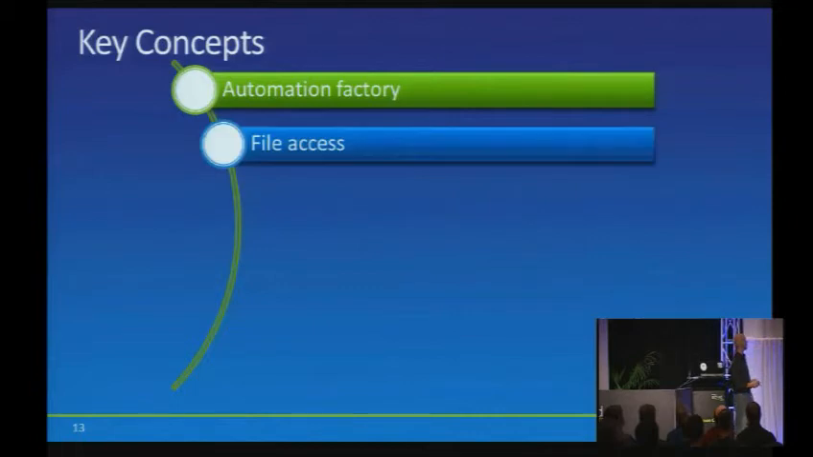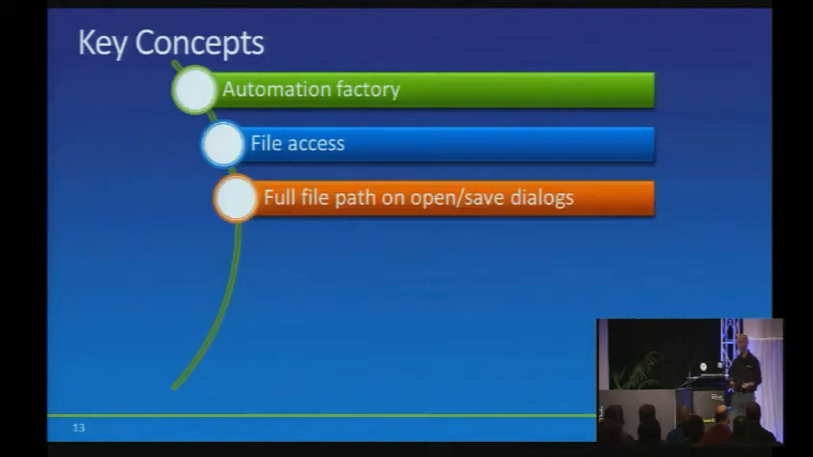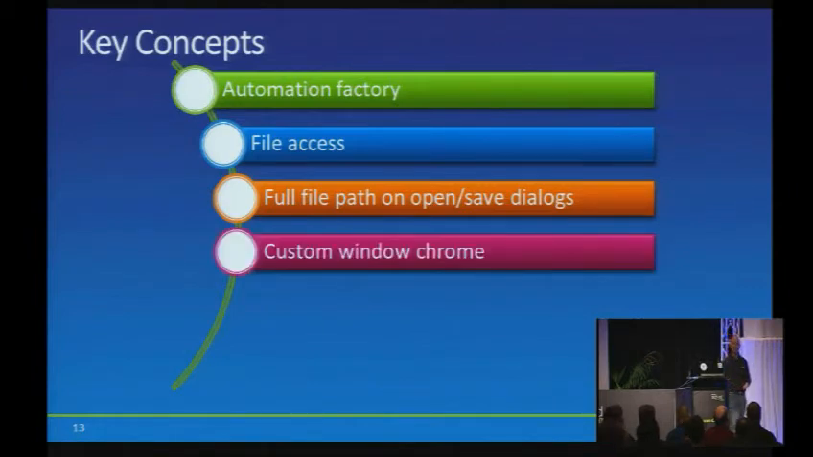cool things. You can actually look at files, folder structures and files. You can read the files. You can edit the files. So you've got file access when you're running out of browser too, with elevated permissions. You get the full file path on open and save dialogues, as long as the user has permissions to get to those locations, of course. So if the user running the application can get to a particular location, you get full file path access. Custom window Chrome.